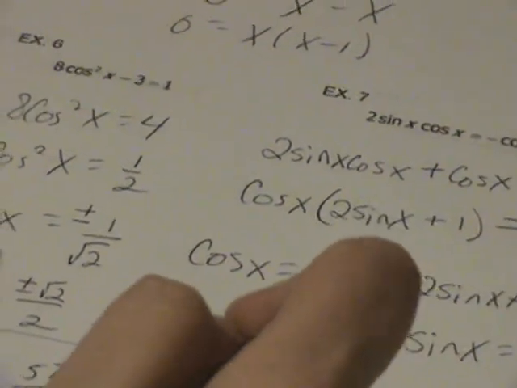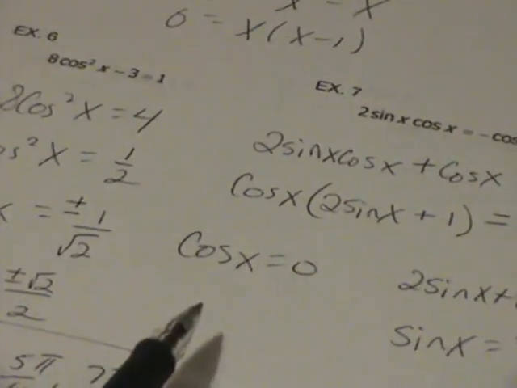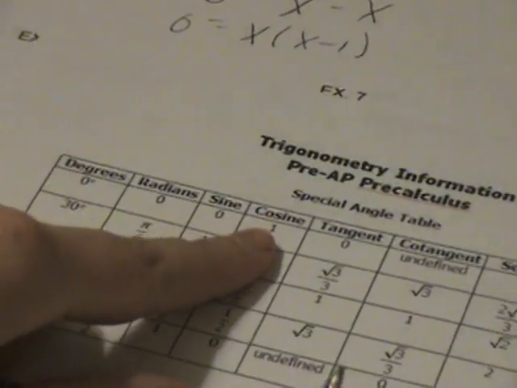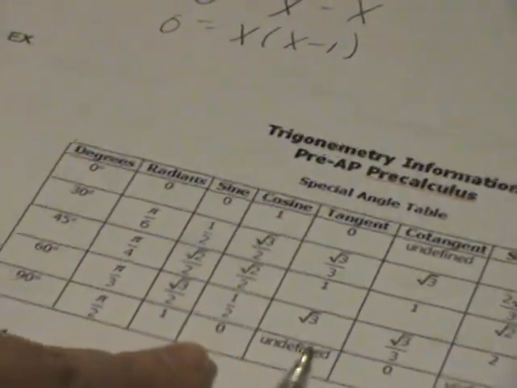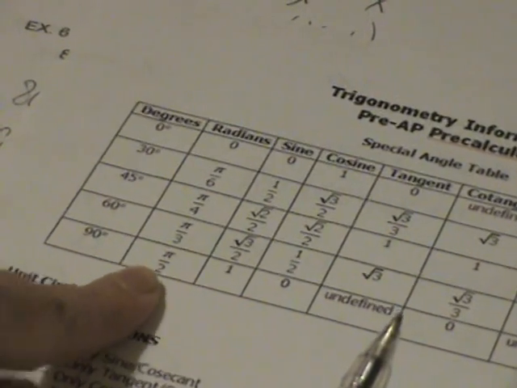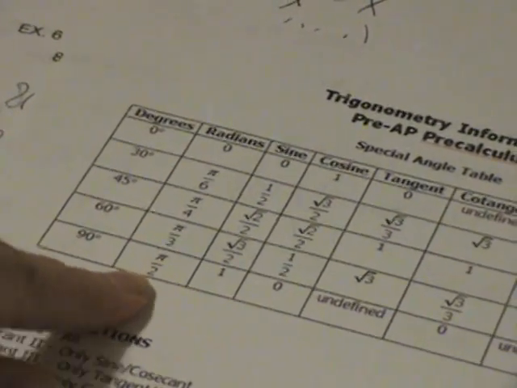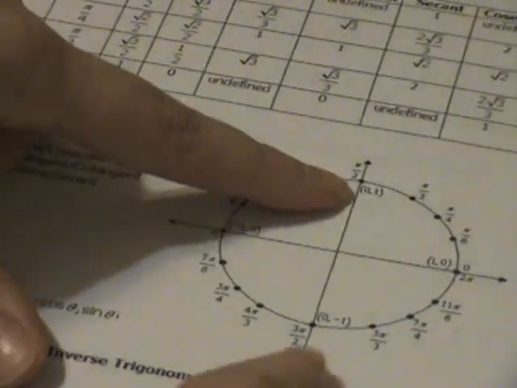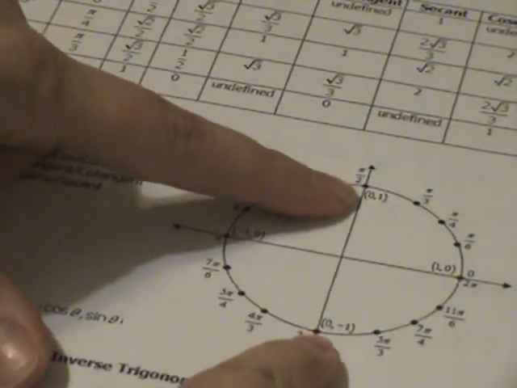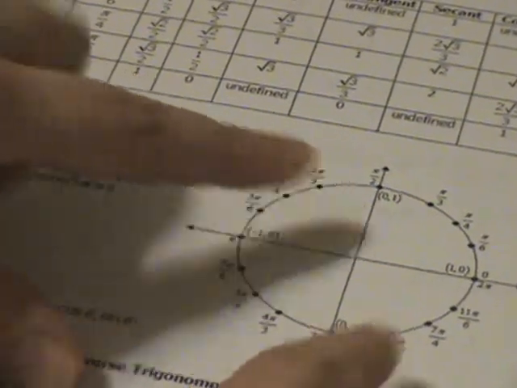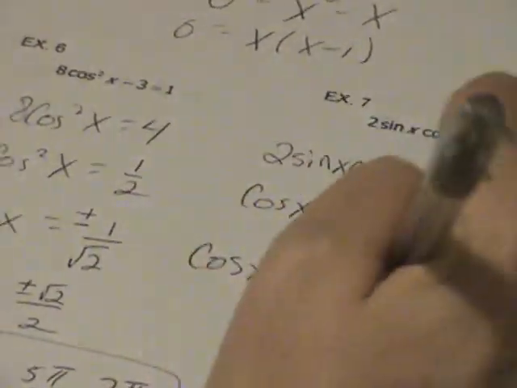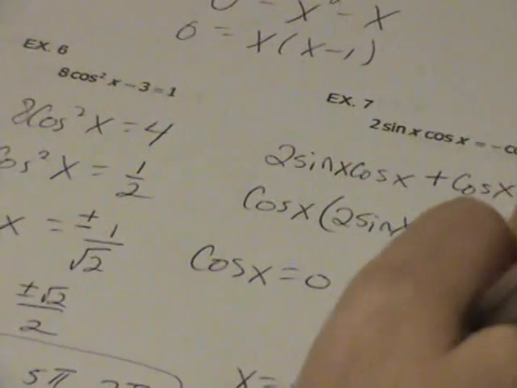Alright, so cosine is 0. Where is the cosine 0? This is an axis question. When I look here at cosine, it says cosine is 0 at pi over 2. So I just got to ask myself, is it just pi over 2 or is it pi over 2 and 3 pi over 2? Pi over 2 and 3 pi over 2 both have a 0 for the x-coordinate, so cosine is 0 in both of those locations. So this will have a pi over 2 and a 3 pi over 2.